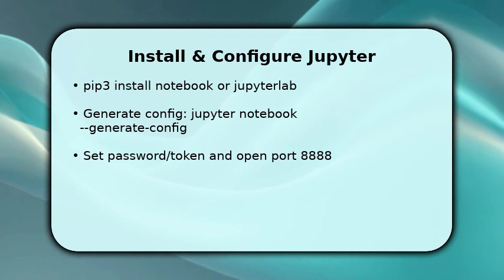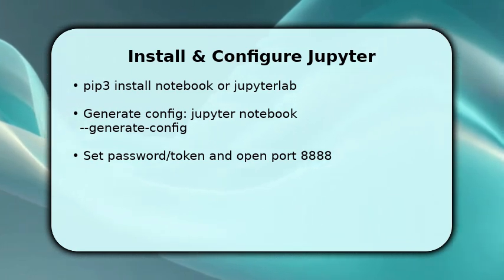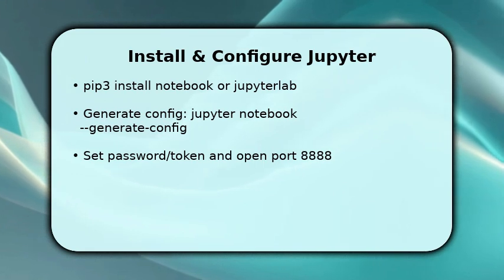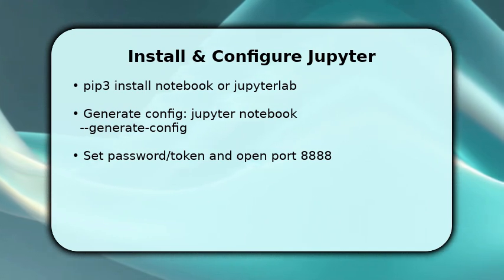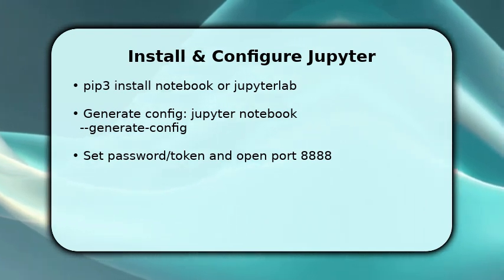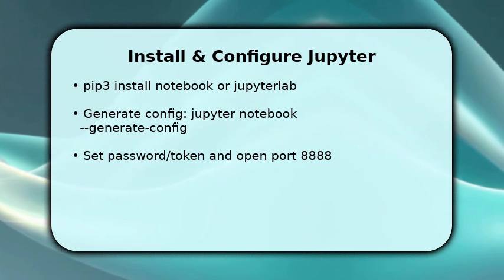If you want remote access, bind to 0.0.0.0 and use an SSH tunnel. This secures traffic. After configuring, start the server to check behavior and note the access token line.